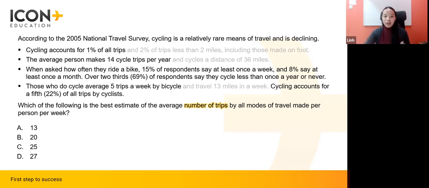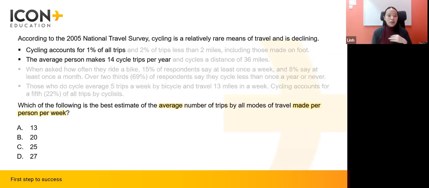I've crossed them out on the screen. You can also ignore anything that talks only about a portion of the population, like the 15%, 69%, whatever, because we are looking for the average per person in the whole population. So we are not trying to split people into different groups.